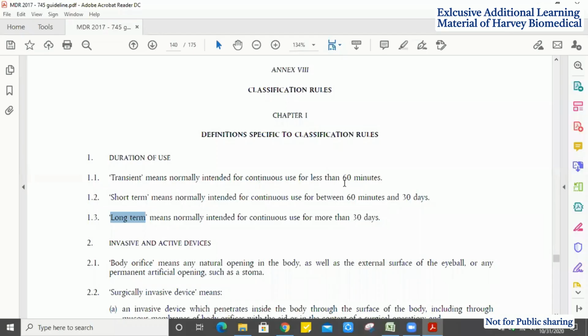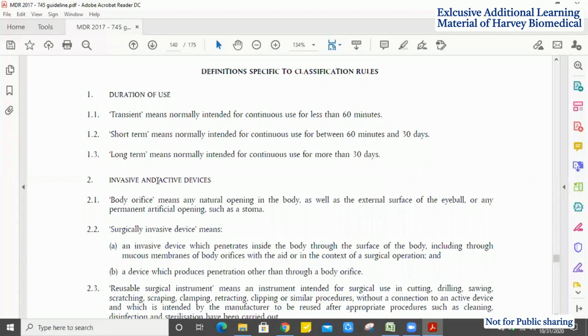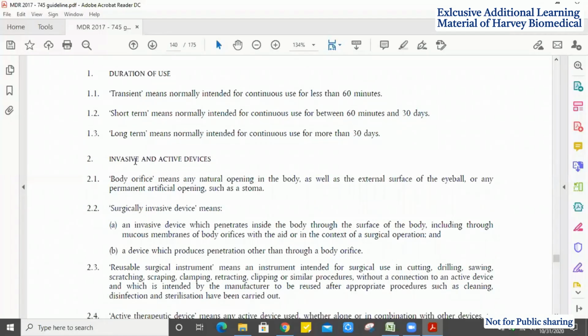A syringe, how much time will it be there? At most 30 seconds or 1 minute. Short term means 60 minutes to 30 days, and long term means more than 30 days. Based on this, first we have to define whether the device is short term, transient or long term. After that, we go with invasive device, active invasive, non-invasive or special. These will all be considered in the second criteria.